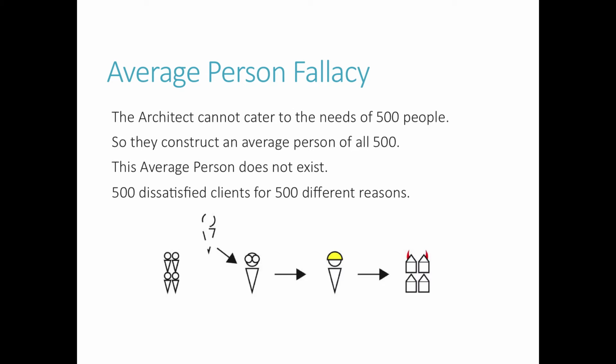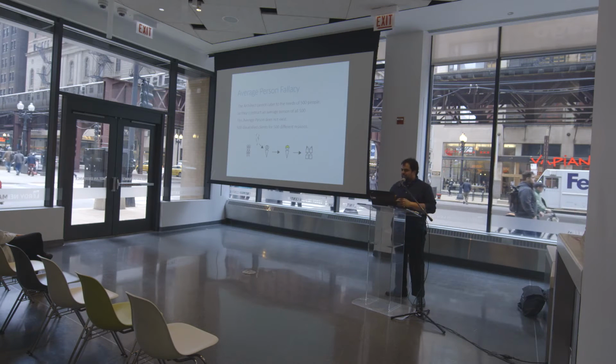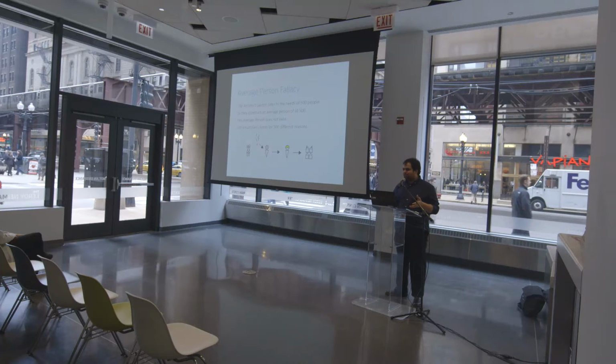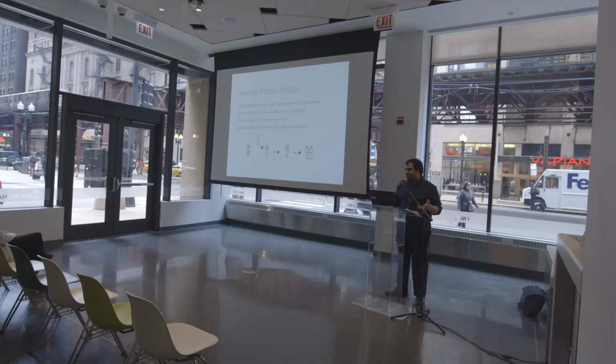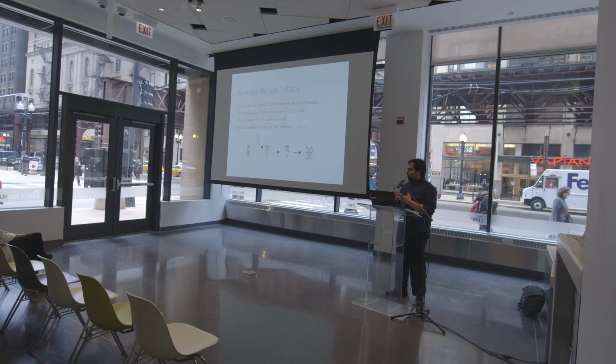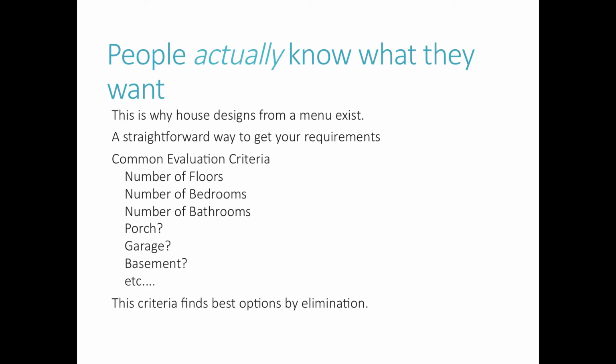One more problem, which was phrased by several architects throughout, and the name comes from Yona Friedman, is the average person fallacy. When architects design for a lot of people, like 500 people, they can't deal with all 500 people at once. So instead they create a fictitious average person, which they design for instead. And what you end up with is 500 dissatisfied customers.